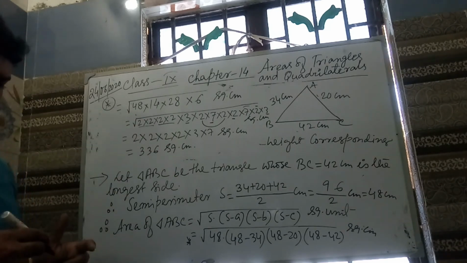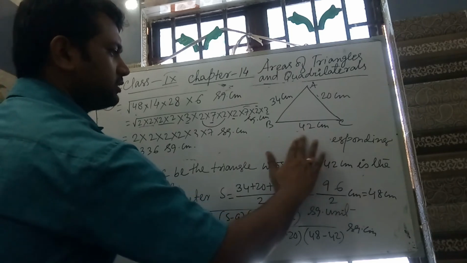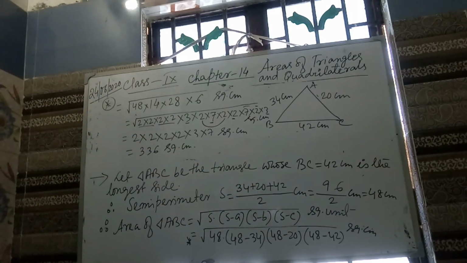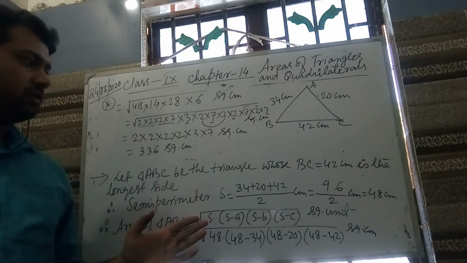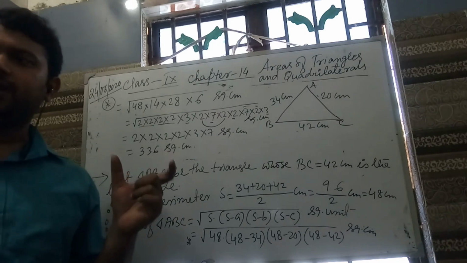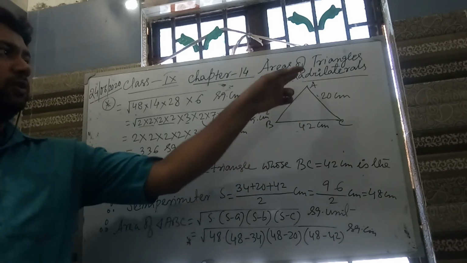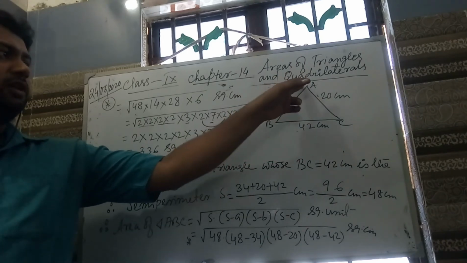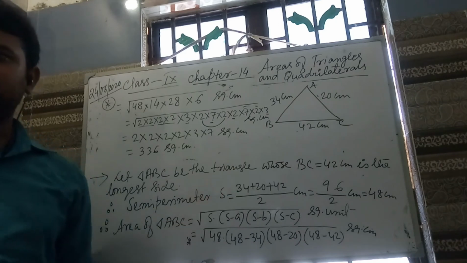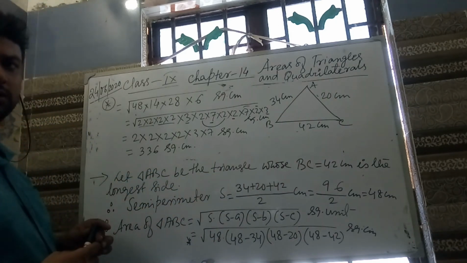So far, there is no problem, I guess. So, what is the next part of the sum? You have to find out the height corresponding to the longest side. Here 42 is the longest side. That's why we have taken it as the base.